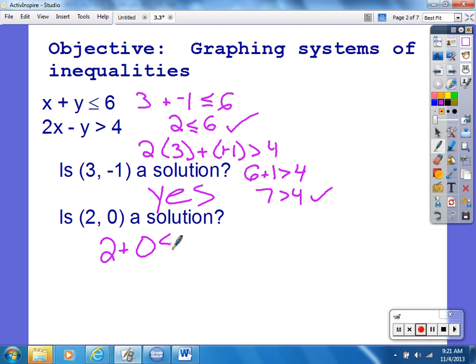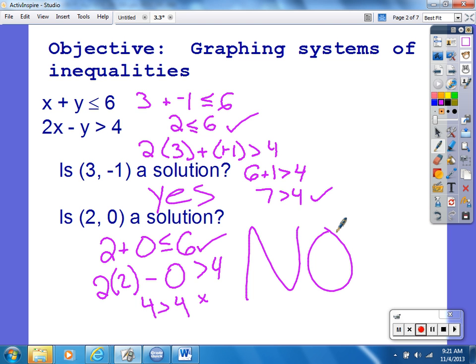2 plus 0 is less than or equal to 6. Yes. 2 times 2 minus 0 is greater than 4. Is 4 greater than 4? No. I do not write the word yes and then the word no. I just write one word, no. Some of you, whenever we were checking if the point I was giving you was a solution to the system of equations, you would write both a yes and a no. So on these, make sure you're only writing one word. Any questions?